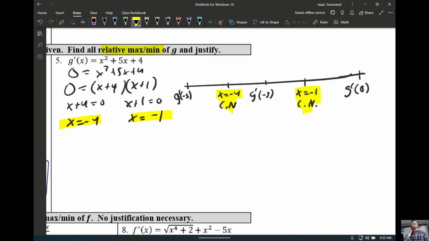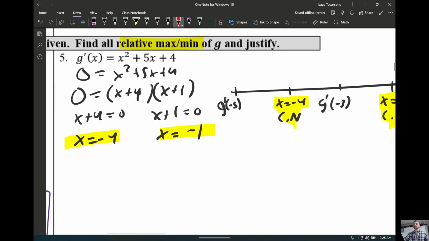There's no guarantee. So I picked numbers around every critical number. It doesn't have to be 0, -3, and -5. Just something to the left of -4, something to the right of -4, and something to the left of -1 and to the right of -1. And then just plug them in. You plug in 0 into the first derivative, you get 0 plus 0 plus 4. That's positive. Plug in -3 into the first derivative.